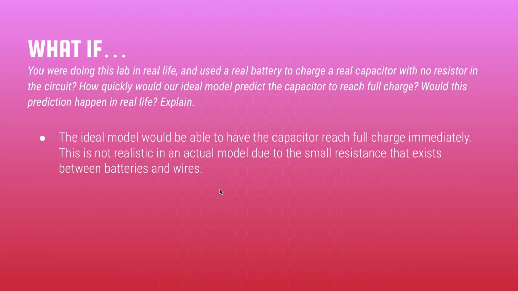What if you were doing this lab in real life and used a real battery to charge a real capacitor with no resistor in the circuit? How quickly would our ideal model predict the capacitor to reach full charge? Would this prediction happen in real life? Explain. This ideal model would be able to have the capacitor reach full charge immediately. And this is not realistic in an actual model due to the small resistance that exists between batteries and wires.